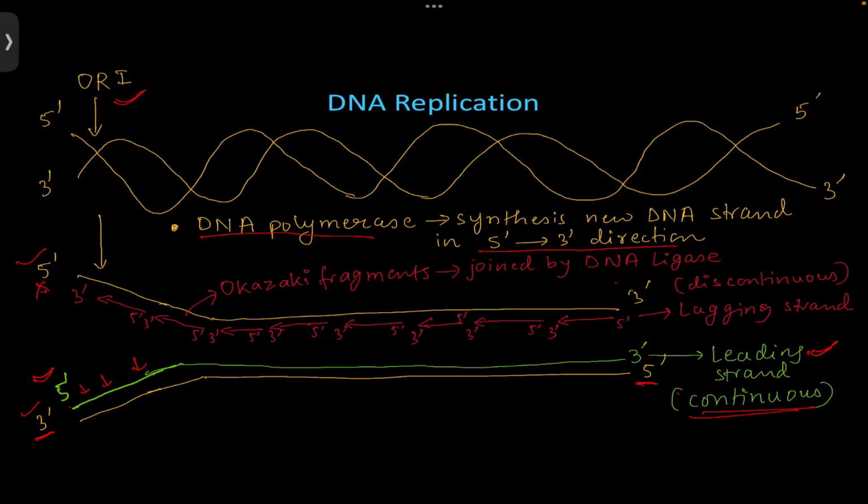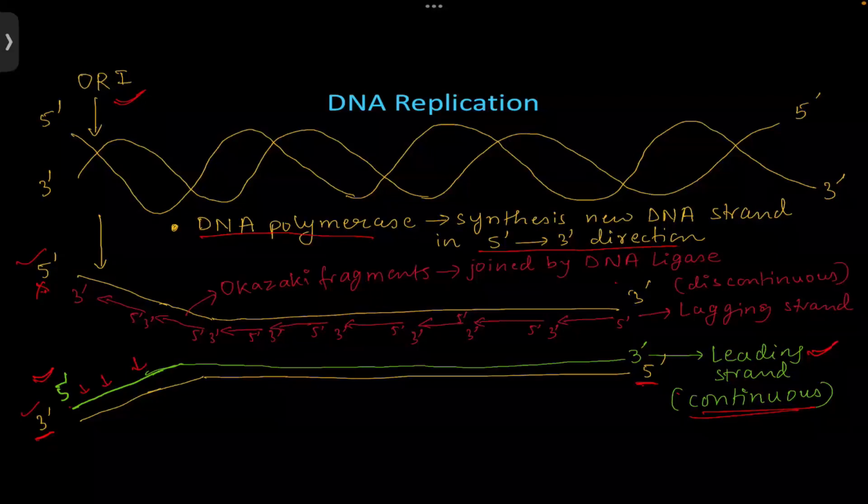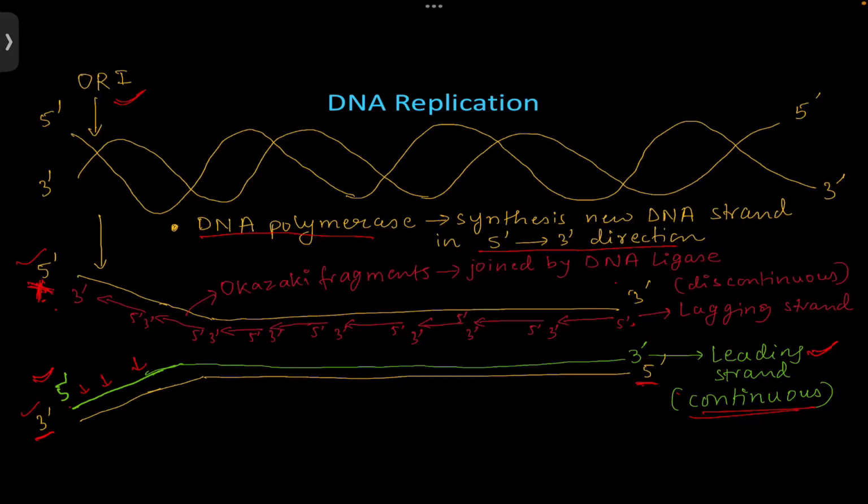So we have to maintain that rule. That rule has to be followed. Which is why the synthesis of the new DNA strands cannot happen at this 5' end. It has to happen at this 3' end. But the replication fork is here. So at this particular template strand, which is running from 5' end to 3' end, the synthesis of the new strand happens in a discontinuous manner.